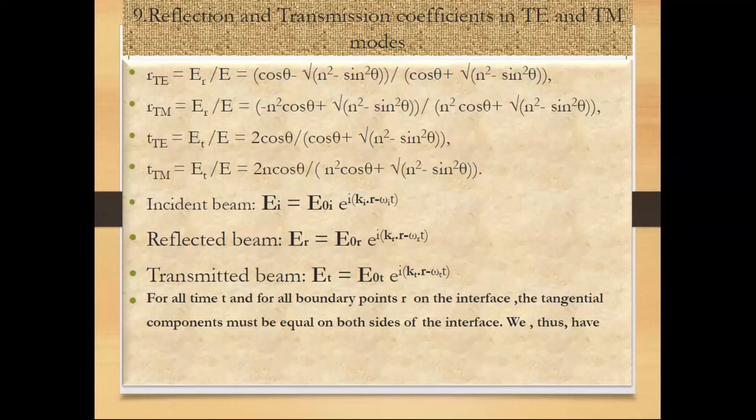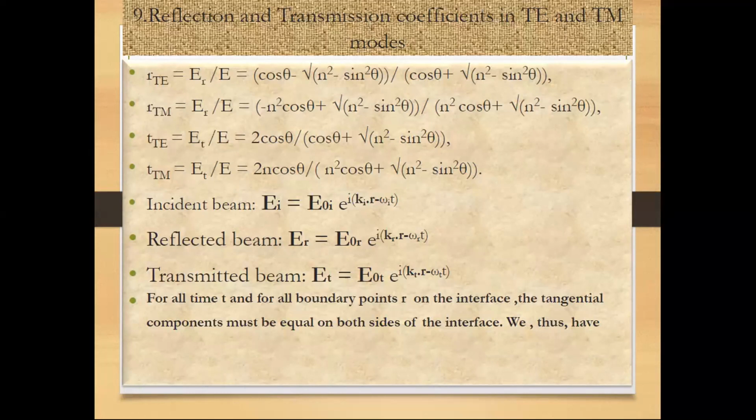We have a plane wave front, the incident wave front, with amplitude E0I, exponential i KI dot r minus omega I t. KI is the incident wave vector, and omega I is the incident frequency. For the reflected beam, ER has amplitude E0R, exponential i kr, the reflected wave vector, dot r minus omega r t. And for the transmitted beam, ET is E0T exponential i kt dot r minus omega t.